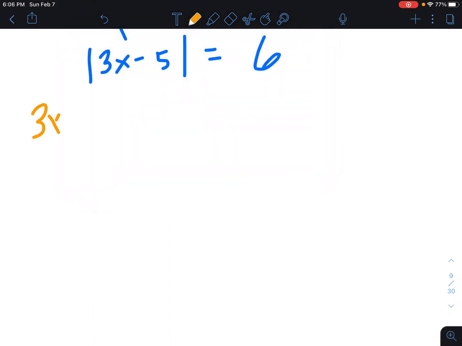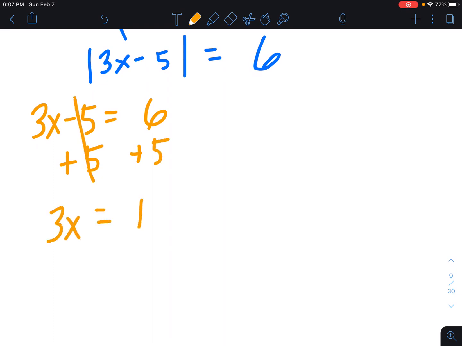So the first one, just ignore the absolute value bars and then solve it. We would add 5 to get 11 and then divide by 3. And I do like mixed numbers. I do not like those ugly improper fractions. So 3 goes in 11 3 times, for the 9, with a remainder of 2.